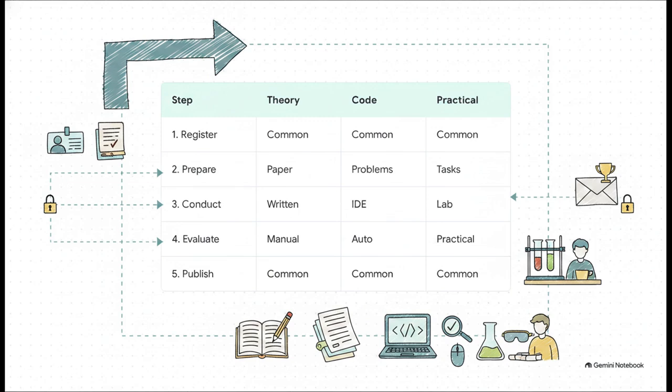Whether a student is sitting down for a theory exam, a programming exam, or a practical lab exam, the overarching sequence is exactly the same. The university always registers the students first, and it always publishes the results last. Those are your fixed, common steps. But the stuff in the middle, preparing the exam, conducting it, and evaluating it, that varies wildly. A theory exam needs a written test and manual grading, whereas a programming exam is probably going to use an IDE and some automated evaluation. So the template handles all the bureaucracy, while the subclasses handle the specific exam format.